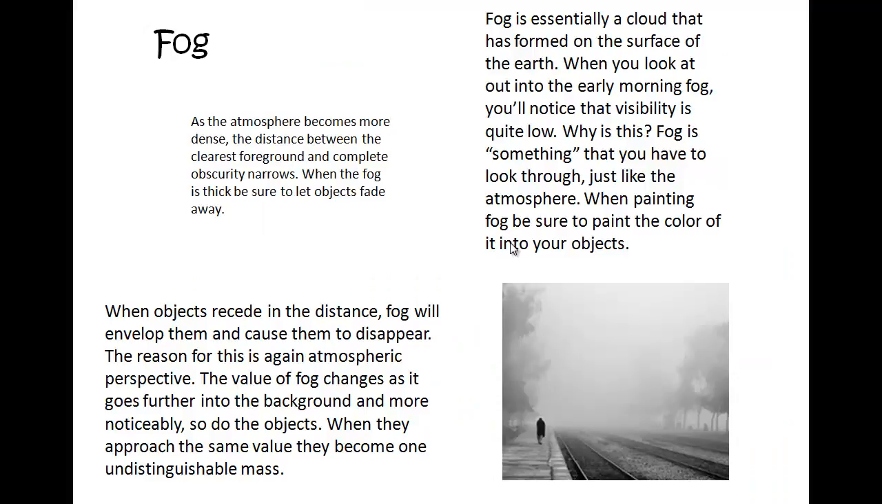And then we'll quickly wrap up fog. Fog is just another cloud settled on the Earth's surface. As objects recede in the distance, they will disappear into the fog because they are approaching the same values.